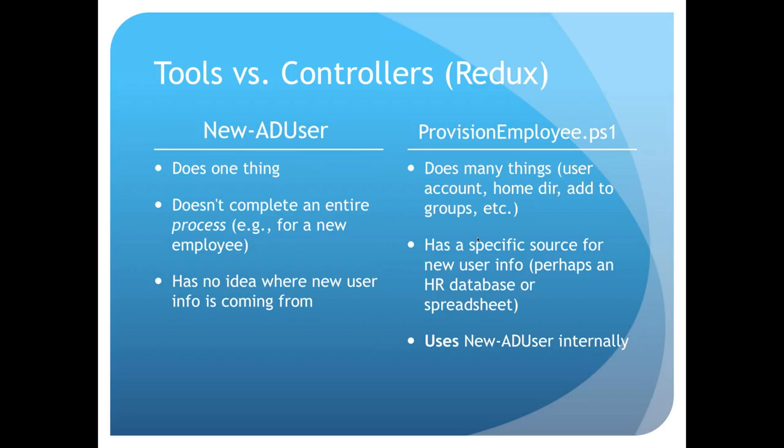It could be a text file. It could be piped in. It could be coming out of a database. It doesn't know. It's only going to take the information via parameters, and that's all it's going to do. On the other hand, a controller script like provision employee.ps1 might do many things, and it might use new AD user internally, but it also might create a home directory, add the user to multiple groups. This might decide where the information is going to come from, maybe a spreadsheet or an HR database. This might output information to the screen or to a file, maybe a file listing the new user passwords. There's a lot of things that the controller can do, but it's not doing any of the work. It's just connecting all these different things together.